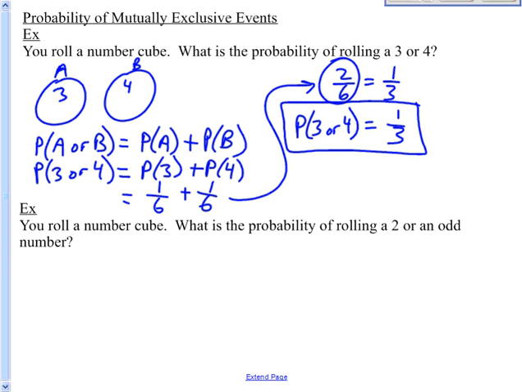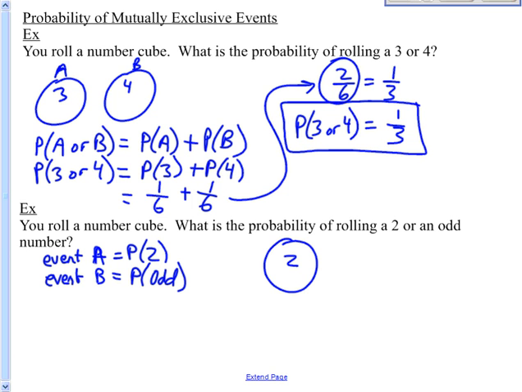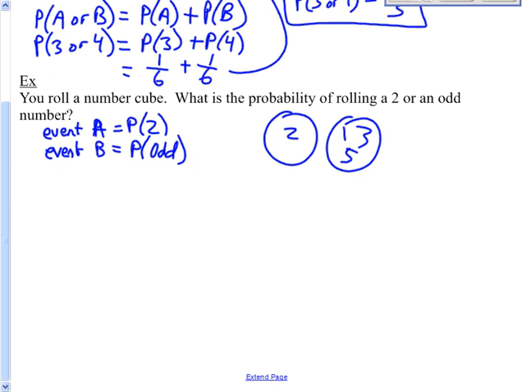Second one, you roll a number cube. What's the probability of rolling a 2 or an odd number? So let's let event A be the probability of rolling a 2. And let's let event B be the probability of an odd number. So you have rolling a 2, and then your odd numbers 1, 3, 5. Doesn't look like there's any crossover there, is there? So again, these are mutually exclusive events. So since it's mutually exclusive, the probability of A or B is the probability of A plus the probability of B according to the mutually exclusive formula.